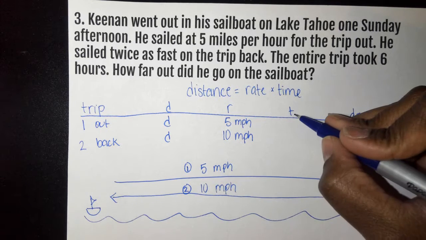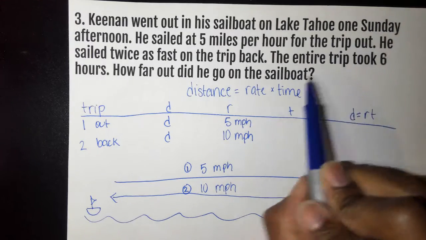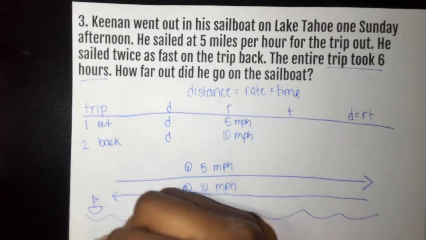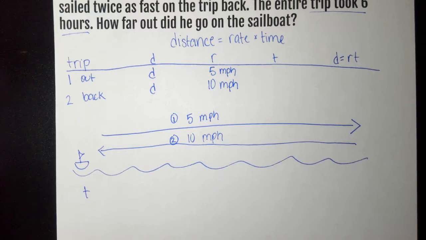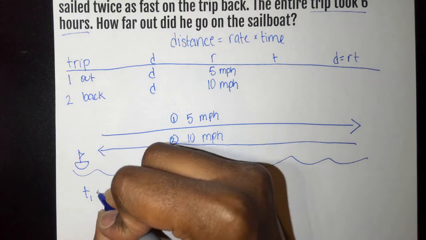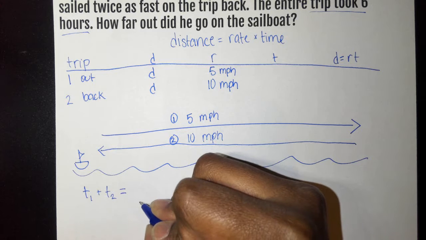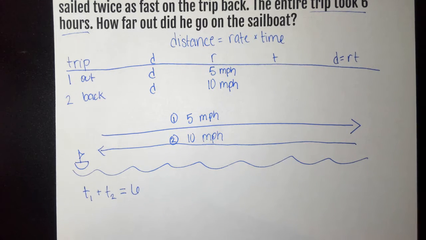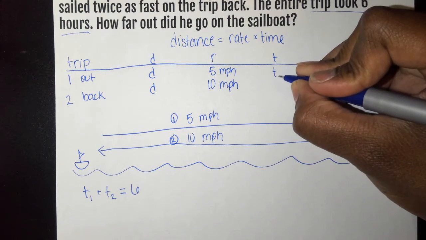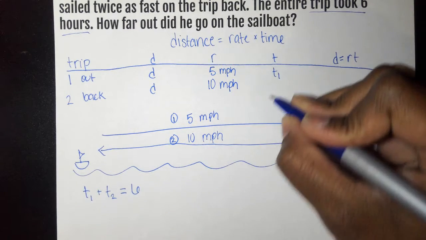What do we know about the time? Let's think about that. Well, we know that altogether, the trip took 6 hours. So that means that the time going out, the time for trip 1, plus the time coming back, the time for trip 2, altogether was 6 hours. So let's say that I'm just going to call this first time, time 1. Well, how can I figure out what time 2 is?